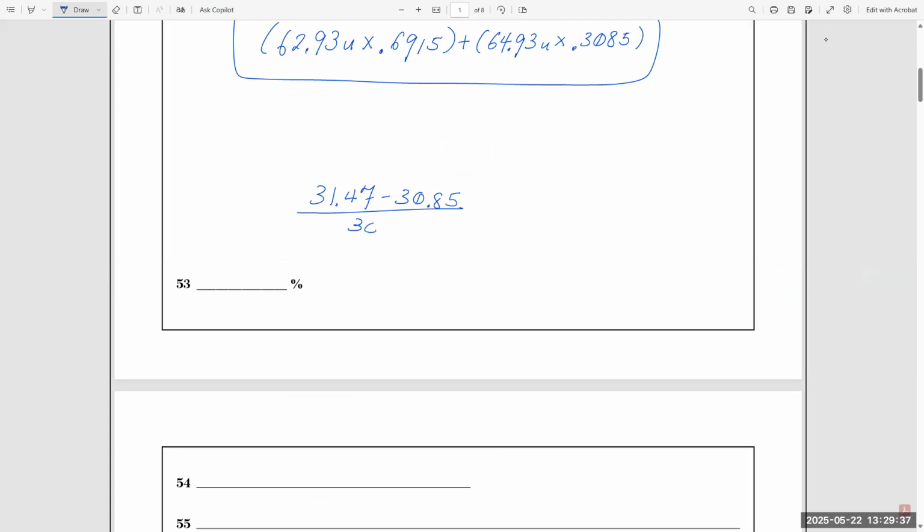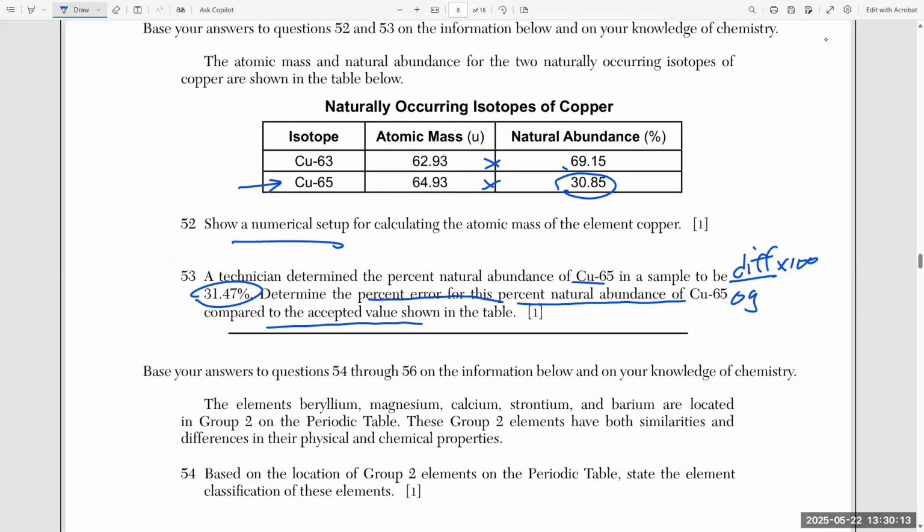Divide by 30.85 times 100, right? And that should give us 2.0097. However, it's 4 sig figs, which means that we're going to round at the 9. So the answer is going to be 2.010, right? So I'm going to put 2.010. Some of you guys, please make sure your decimal is nice and visible. Okay, let's go to 54.